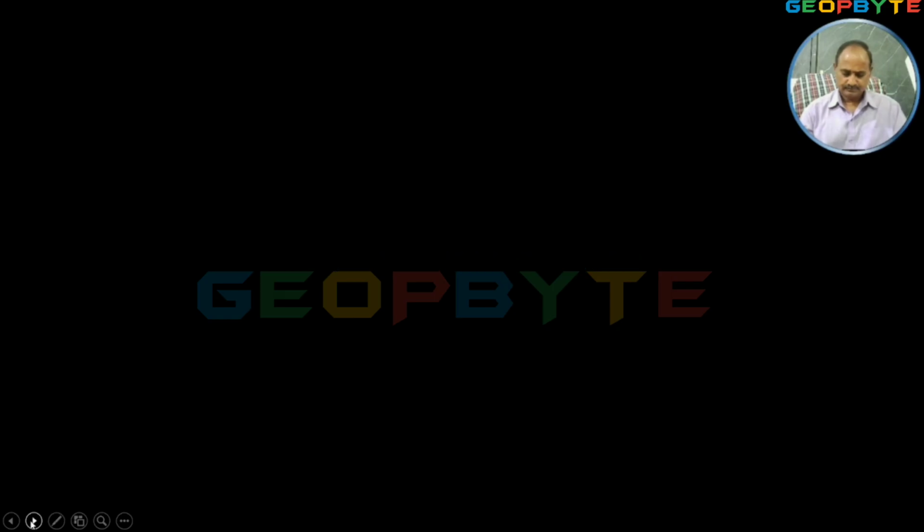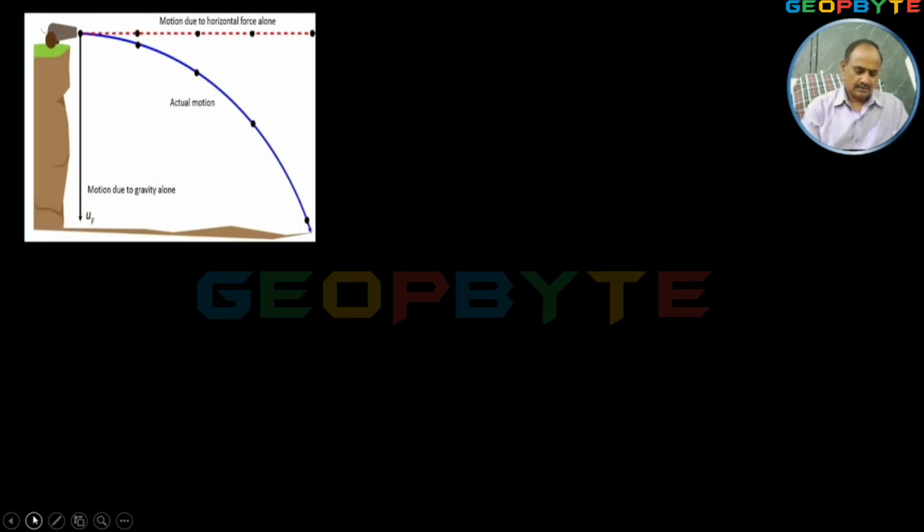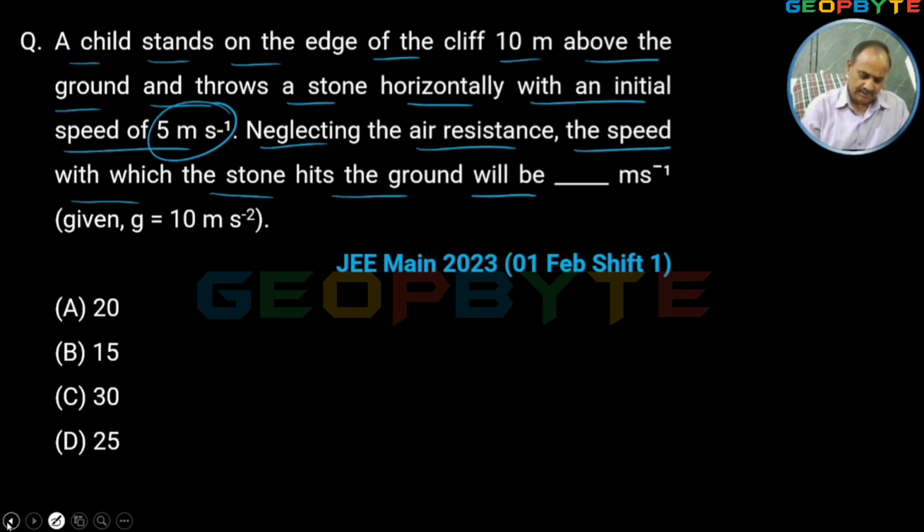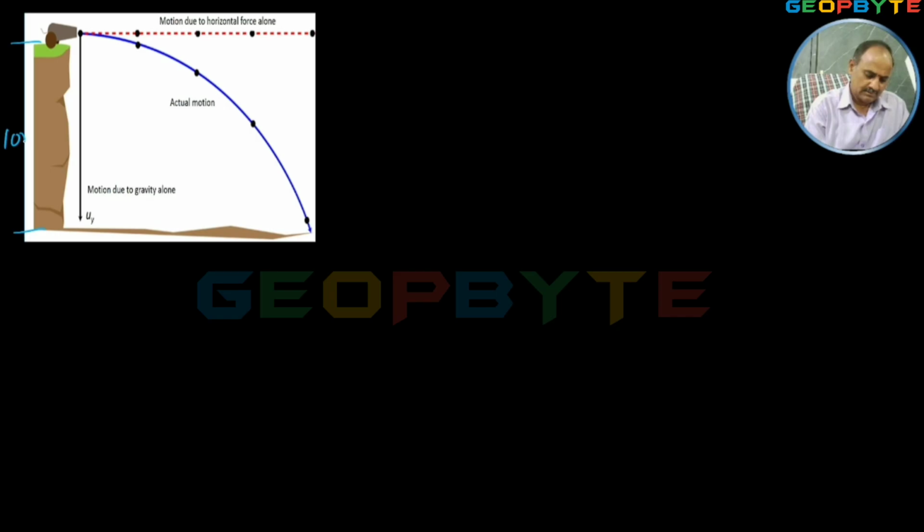It is like this, right? A person is there at the top of the tower or cliff. This height is given. How much is it given? This height is given 10 meters. So h equal to 10 meters. It is throwing the object with a velocity u equal to 5 meter per second.